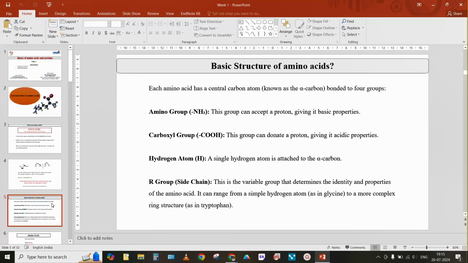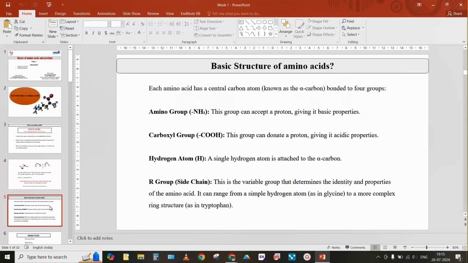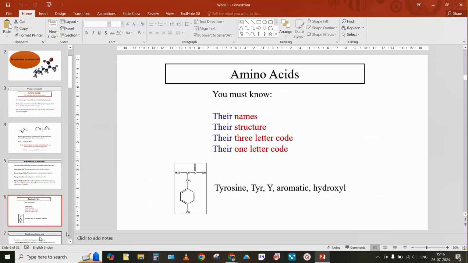Then there is the hydrogen atom, which is attached to the alpha carbon. Wait, I'll show you once again. Then the R group, the side chain. This is a variable group that determines the identity and properties of the amino acid. It can range from a simple hydrogen, as in glycine, to a more complex ring structure, for example in tryptophan.